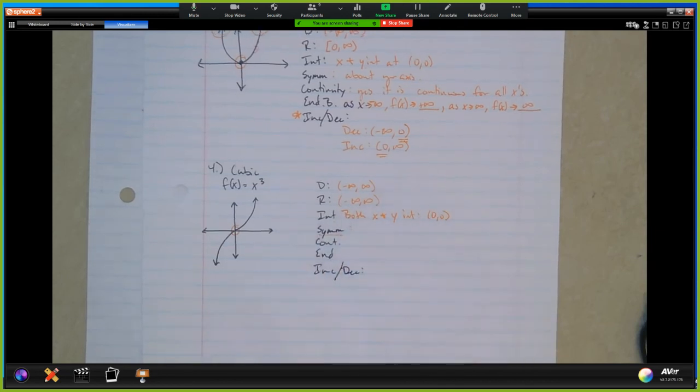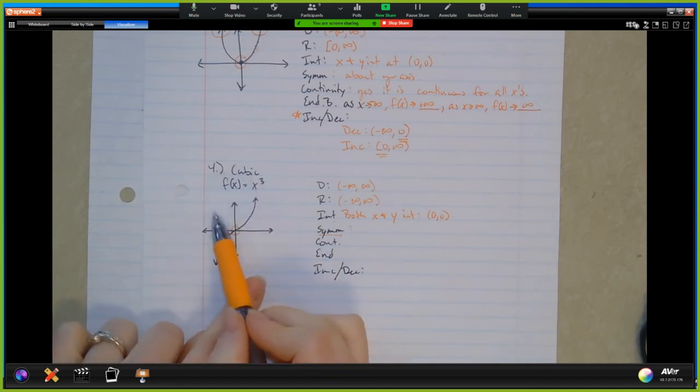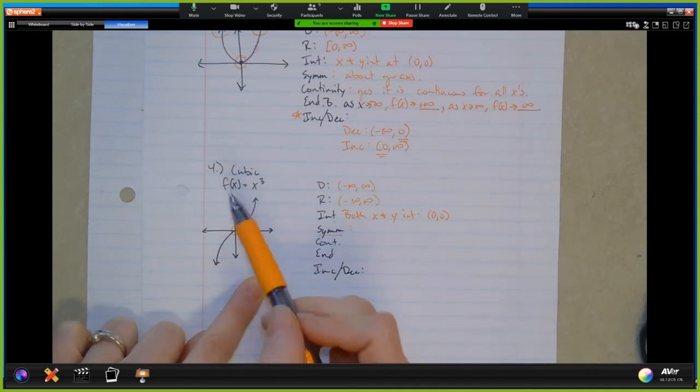Symmetry, so this has not been the same every time. Symmetry, if we flipped it over the y-axis, so if we took the whole graph and flipped it over the y-axis, would we get the same graph? So is it symmetric about the y-axis? That's a yes or no. What do you guys think? Nope, it would not get the same graph.